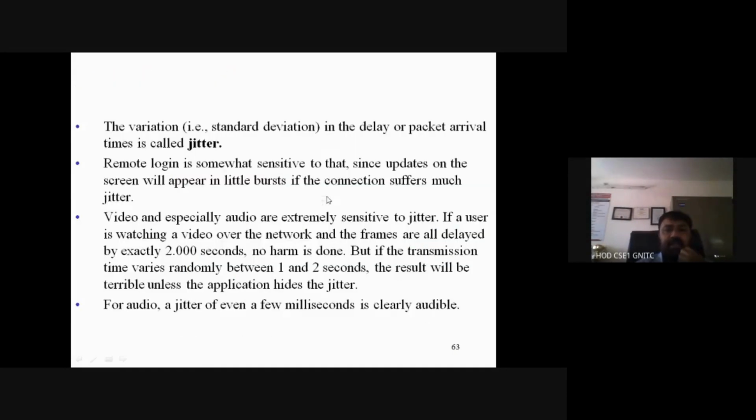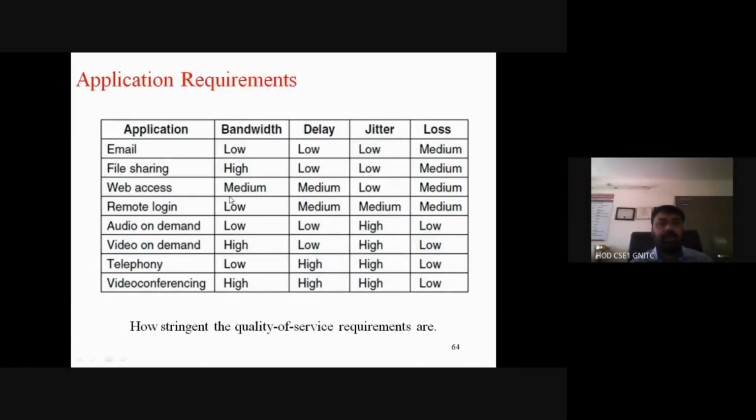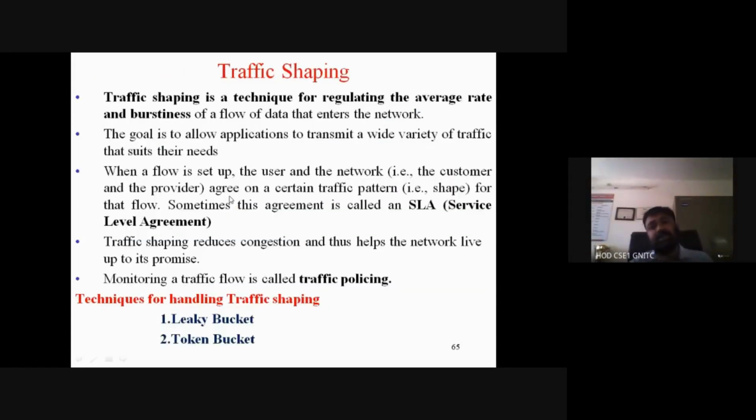Jitter is the variation in the delay or packet arrival. Some packets arrive fast, some packets arrive very slowly. So jitter should be constant, specifically if you are playing video or audio. So these are the four parameters.